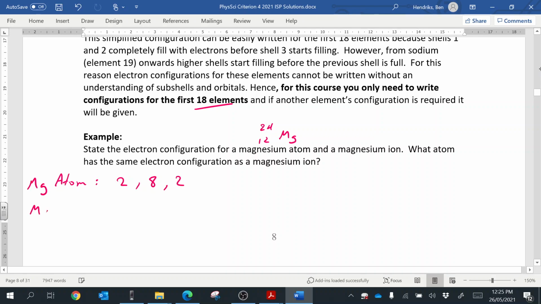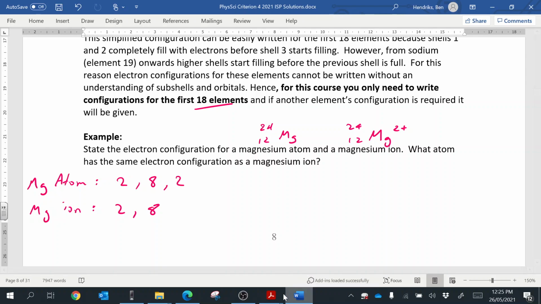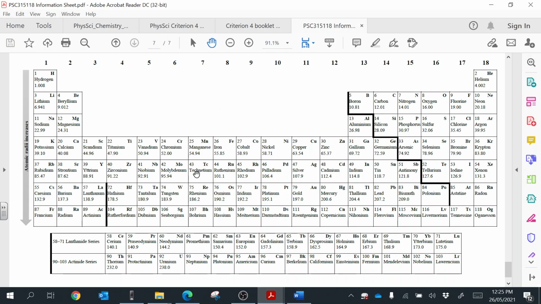Then the Mg ion is 2, 8, and so the Mg ion would be 24 12 Mg 2+, because we've lost those 2 electrons. So it'd have 2 more protons than electrons. And so what atom has the same configuration as a magnesium ion? Well, it's going to be element 10, neon.